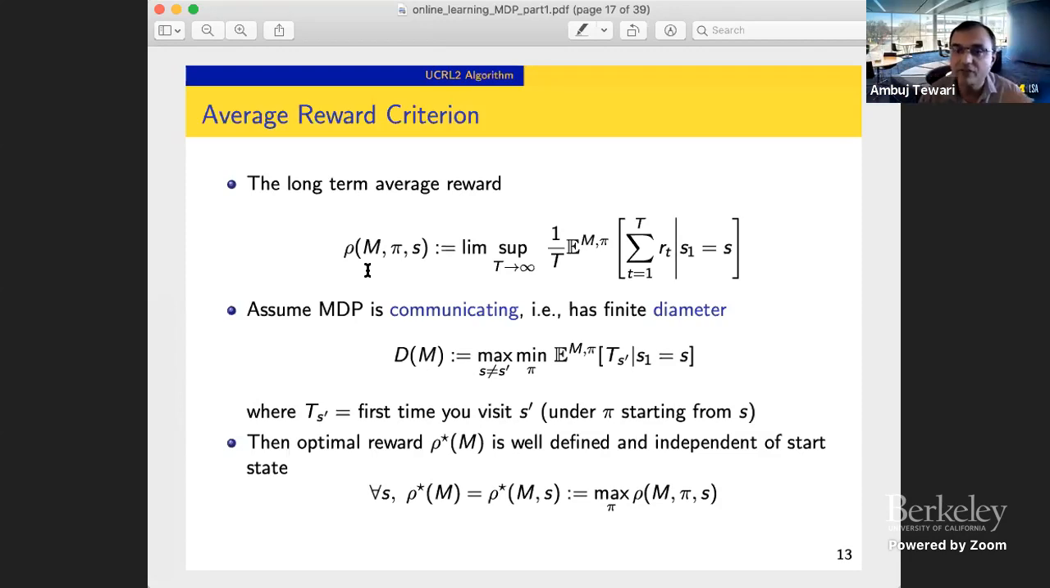So a very similar definition for MDPs. Take any 2 states, S and S prime, find the policy pi that transitions fastest from S to S prime. And by fastest, I mean takes the least amount of time in expectation to go from S to S prime. And that's the diameter, right? It doesn't depend on the reward function. It's solely a property of the transition function.